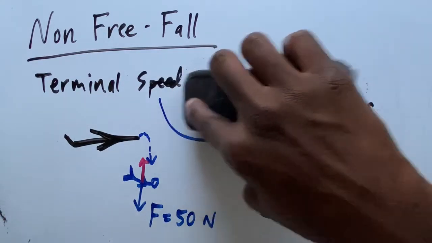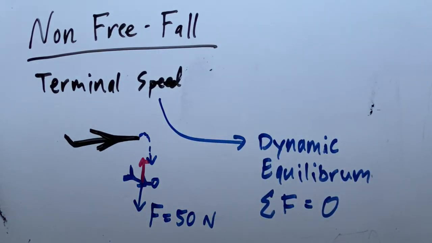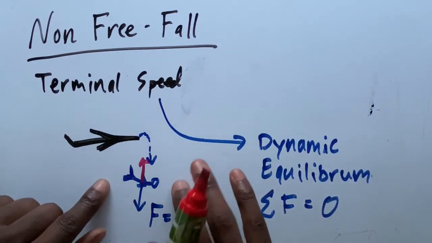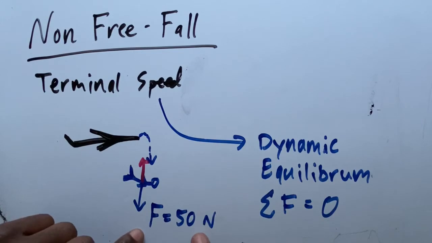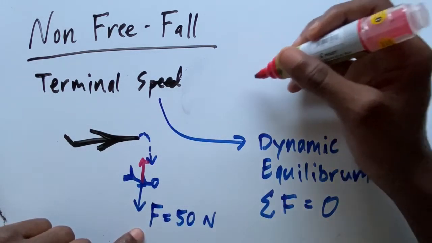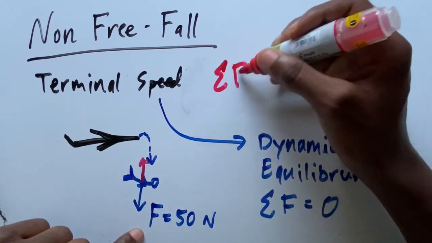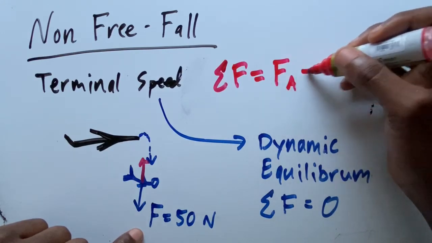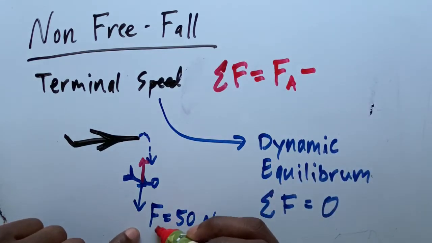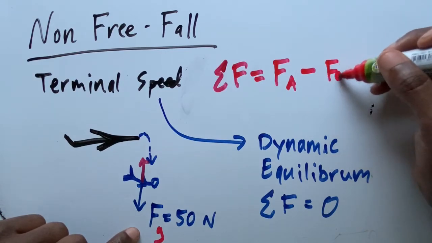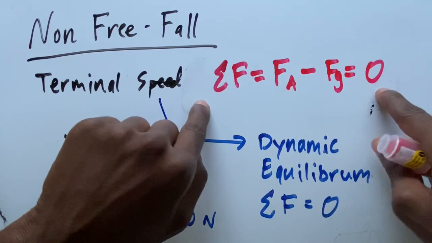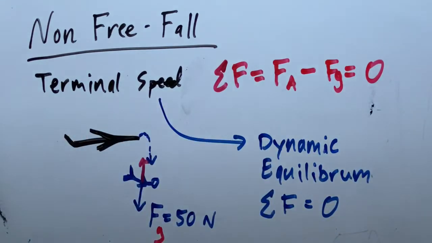What do you think? Well, if you think it's 50, then you would be right. The air resistance must balance out with basically the force pulling downwards. So it must be something like this: in terminal speed, you have some air resistance minus the force of gravity, equal to 0. So the sum of the forces are going to be equal to 0 whenever you're at terminal speed.